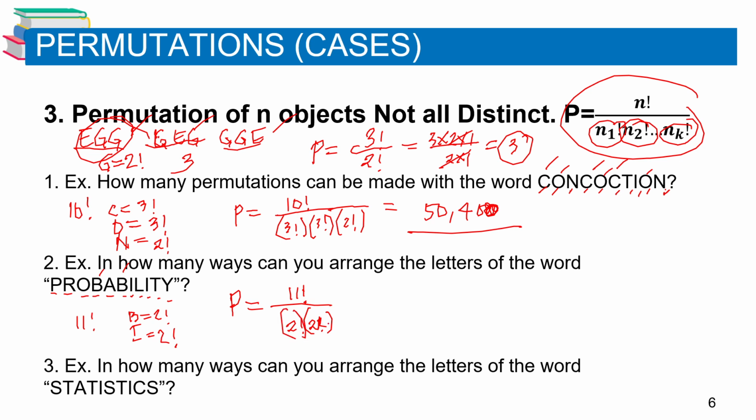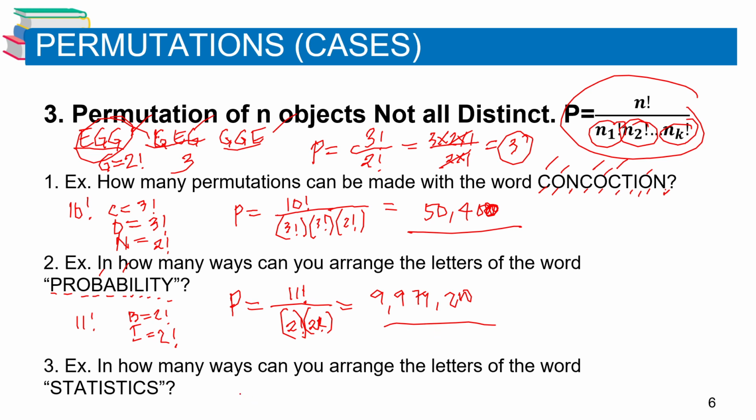If we compute 11 factorial over 2 factorial times 2 factorial, let us compute it using the calculator: 11 shift factorial over 2 shift factorial times 2 shift factorial. That is equal to 9,979,200 ways that you could arrange the letters of probability.